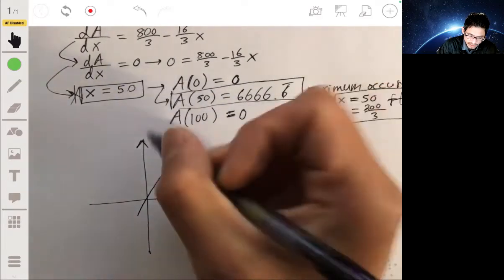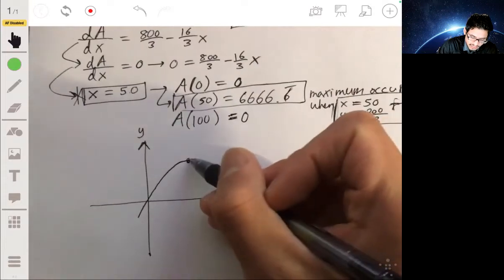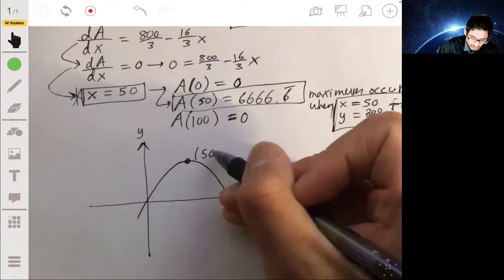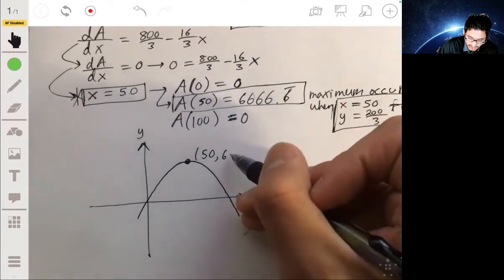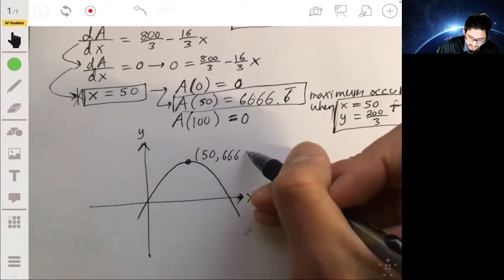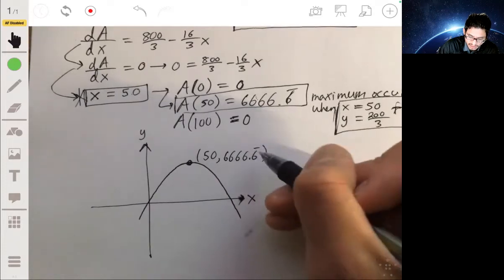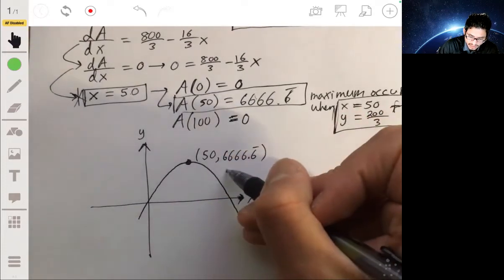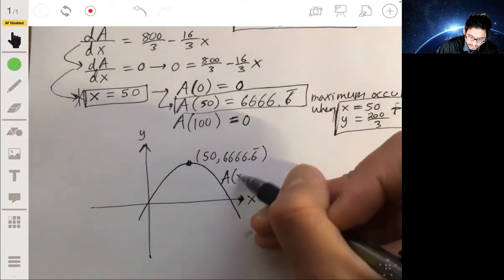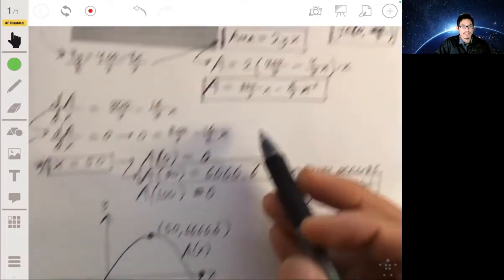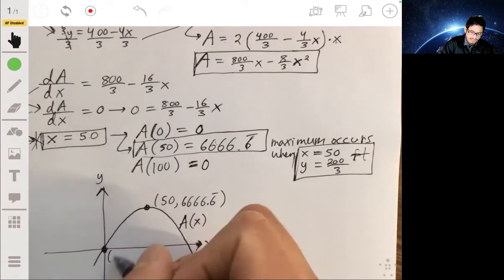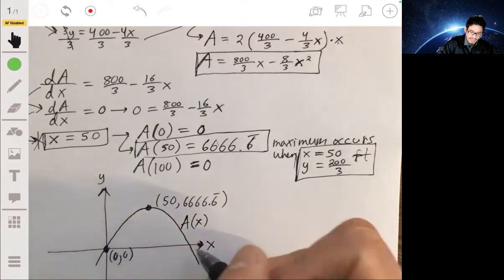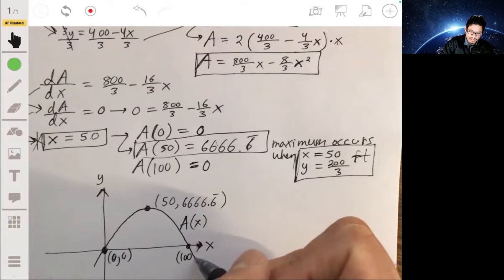the point is that you're going to get this parabola that has a maximum or a vertex at 50 comma, this value, 50 comma 6,666.6 ish. This is the area function. This is this equation right here. So it's going to have intercepts at 0, at the origin, and it's going to have intercepts at 100, 0.